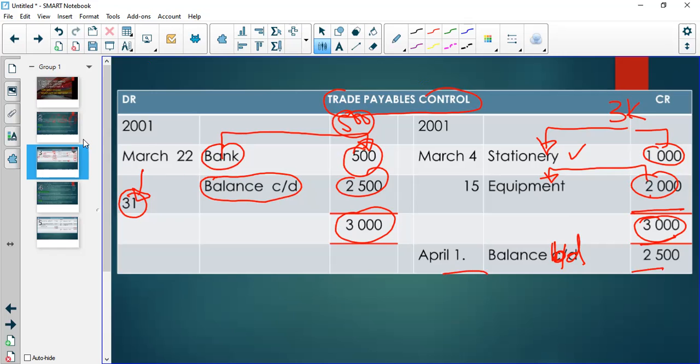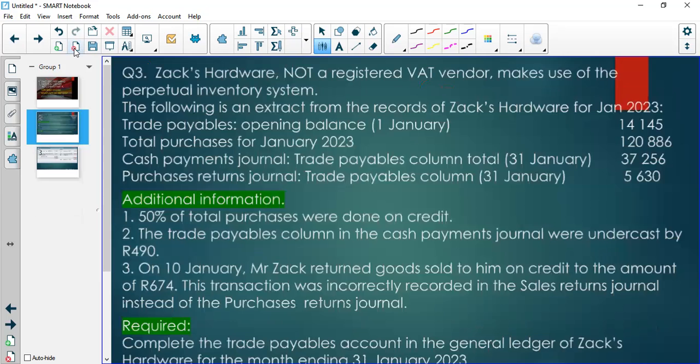So I hope you can make sense of these things, and you can keep on practicing over and over so that you're going to be happy people, right? Brilliant. Now we go to question 3.